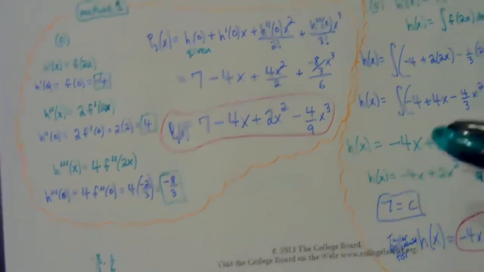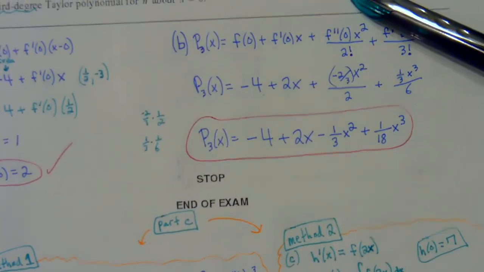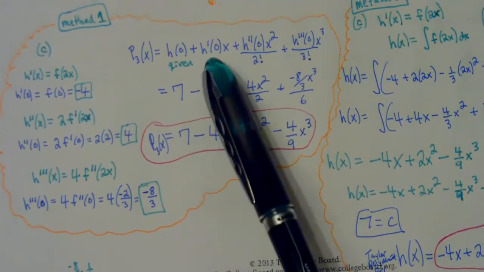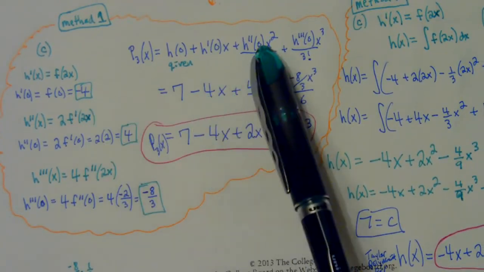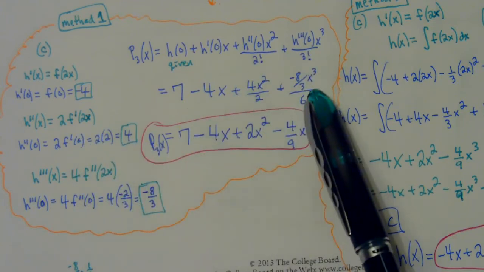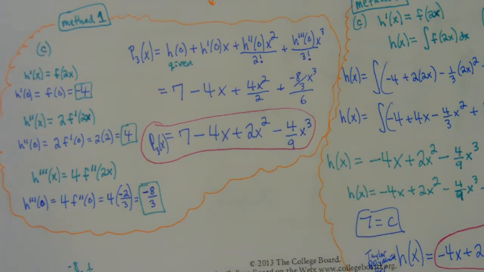So then they told us h of 0 up here was equal to 7. That's how I got that 7 right there. H prime of 0 we found was negative 4. H double prime of 0 we found was 4. H triple prime of 0 we found was negative 8/3. Simplified that. There's my third degree Taylor polynomial representing that h function right there.